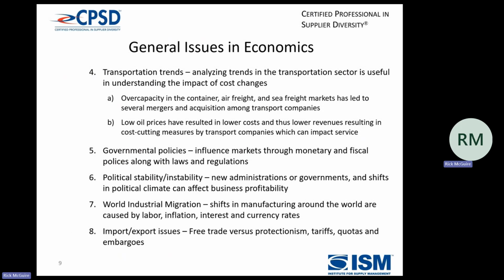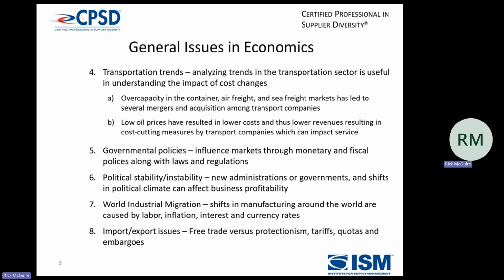All right, transportation trends. Analyzing transportation trends is useful in understanding the impacts of cost changes. Overcapacity in container, air freight, and sea freight markets has led to several mergers and acquisitions. And low oil prices have resulted in lower costs and thus lower revenues, resulting in cost-cutting measures by transport companies. So government policies influence markets through monetary and fiscal policies, and political instability, new administrations, and shifts in political climate can affect business profitability.